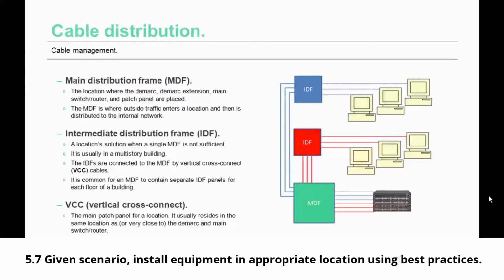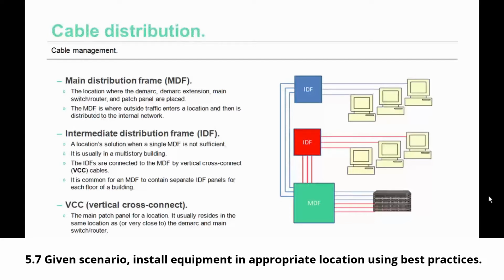It is possible to also have an intermediate distribution frame, or IDF. It's a location's solution for when a single MDF is not sufficient. They usually occur in multi-story buildings. The IDFs are connected to the MDF by vertical cross-connect cables, or VCC cables. It is common for an MDF to contain separate IDF panels for each floor of a building.